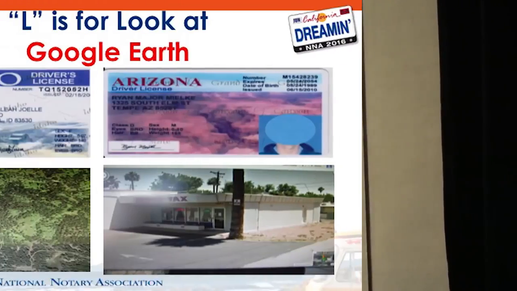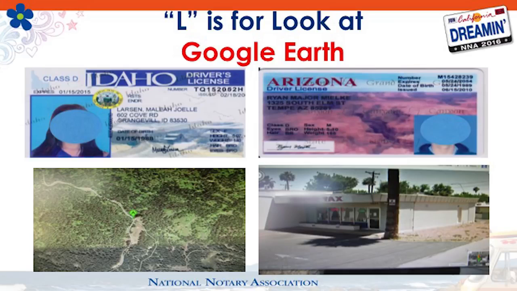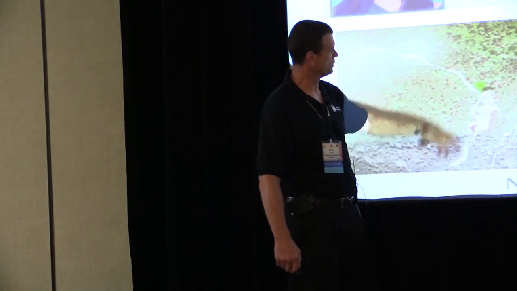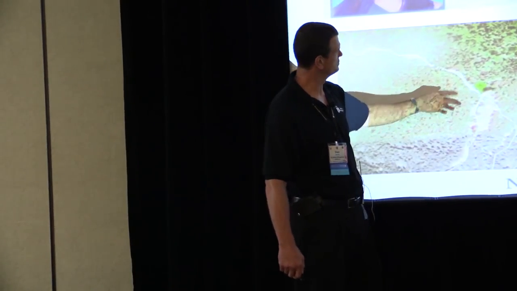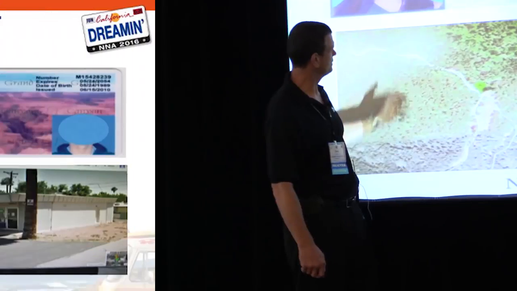Google Earth. Anybody know what Google Earth is? Yeah. So I took these fake IDs and just used Google Earth, all right? When I Google Earth 602 Cove Road, I got this. This is where she lives, somewhere out here in the Mojave Desert or whatever.